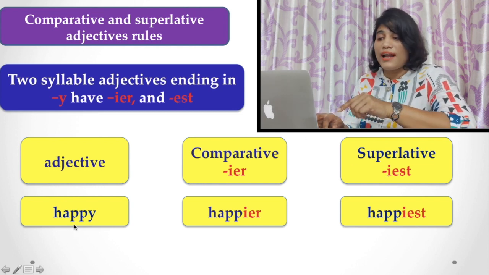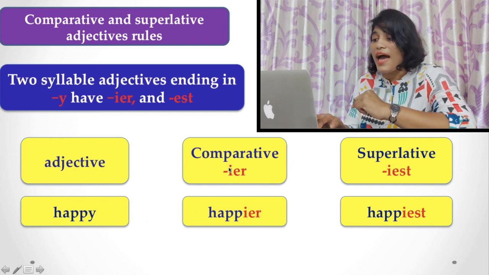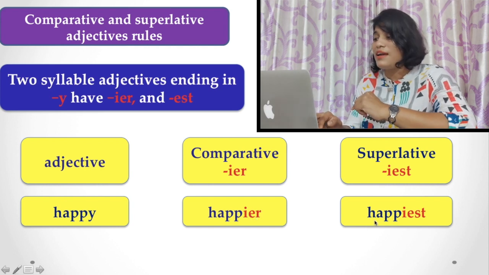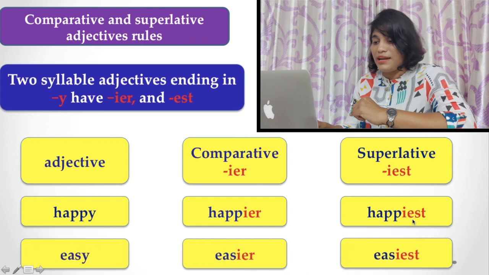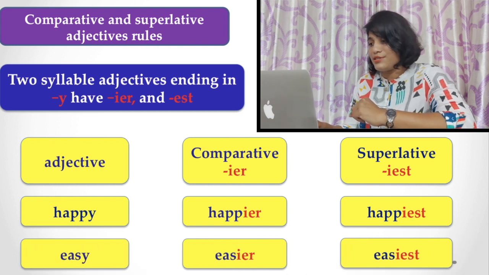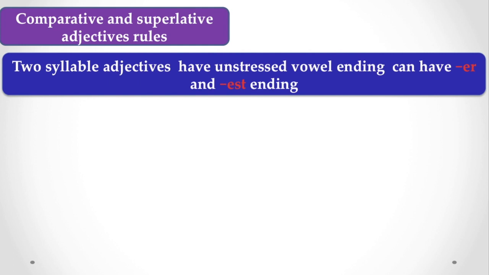Okay, "happy". Look at the word happy, H-A-P-P-Y. What is that? The final "y", and before that there is a consonant. So you have to use "happier". That is, the last "y" is removed, and instead "ier" is used. Similarly, "happiest", "iest" instead of "y". Similarly, easy, easier, easiest.